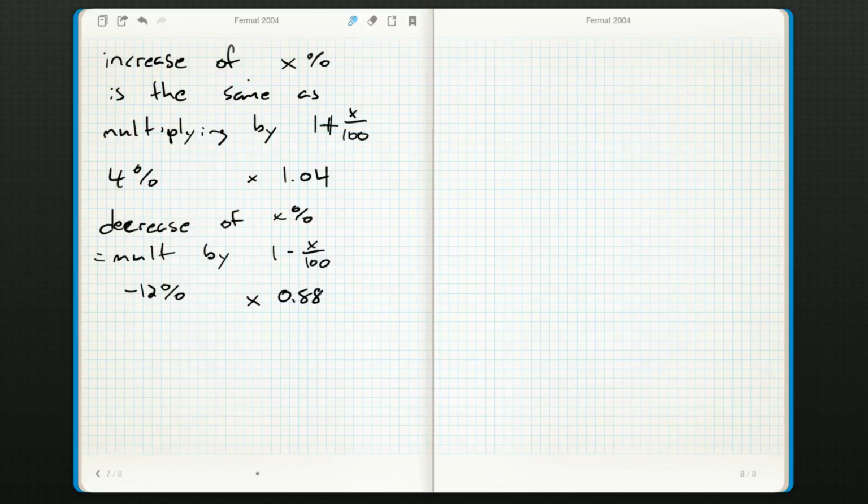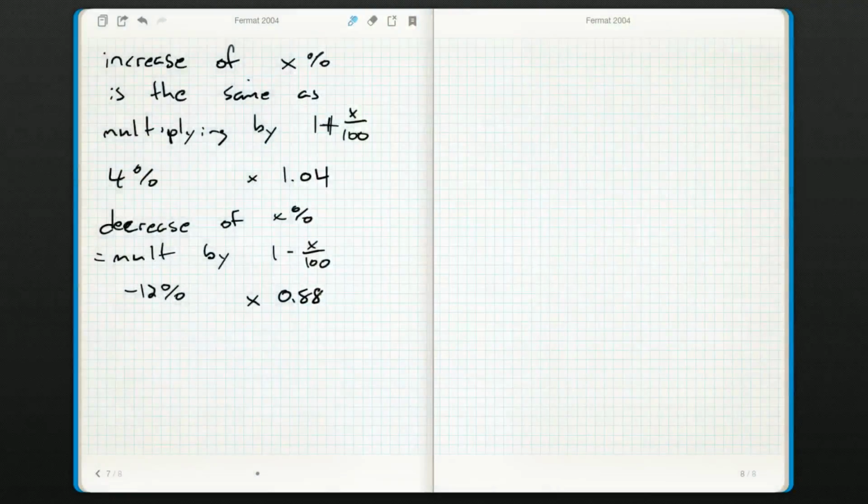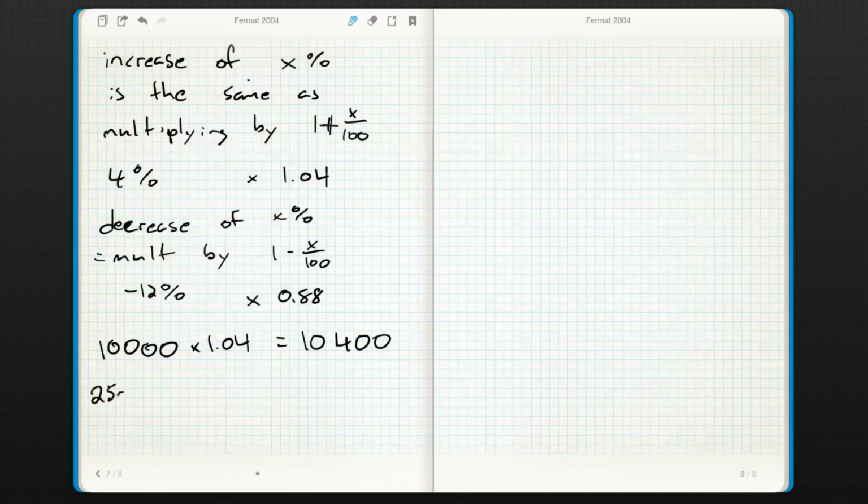Okay, 1 minus 0.12. So it's taking me a little while to explain this in case somebody out there is watching this and doesn't know this. Some of you might know it, that's fine. But it's often a lot faster to say, okay, I don't need to figure out 4% and then add it on, just multiply, because I don't care about the 2003 population once I've got the 2004. So we get 10,400 people for the 2004 population of Cayleysville. And 25,000 multiplied by 0.88.